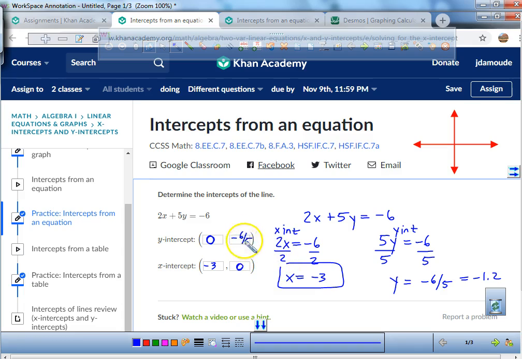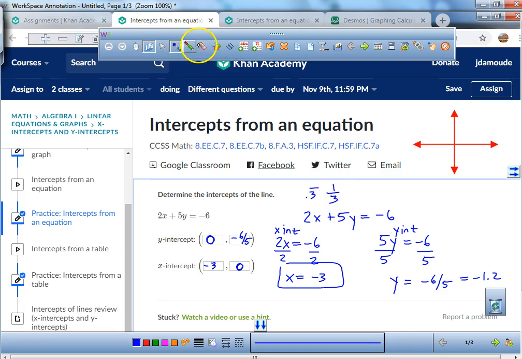The only time you can't put a decimal in here is when it's repeating. So if you had like 0.3 repeating, you couldn't type in 0.3 repeating. You'd have to type in 1/3. You'd have to know the fraction.